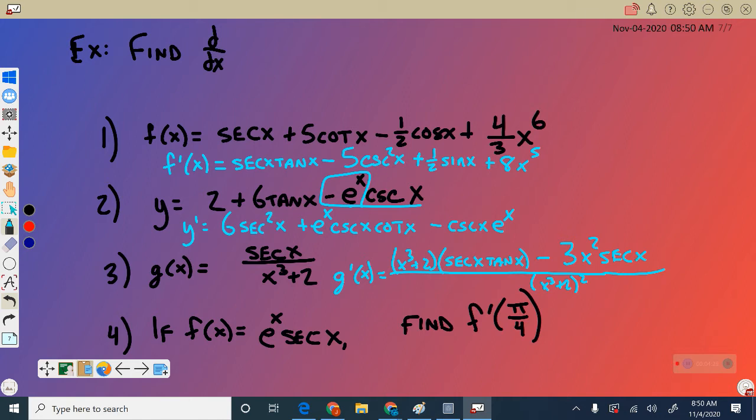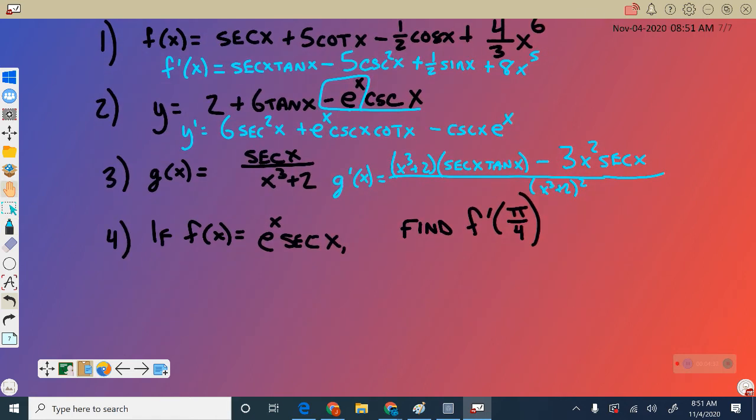That's the last one. Now, number 4, the final problem on here for these examples. If f of x equals this function, they want to find f prime of pi over 4. So the way we do this is first find the derivative. It's another product rule. So the first times the derivative of the second, plus the second times the derivative of the first. Now we just have to plug in pi over 4 everywhere.